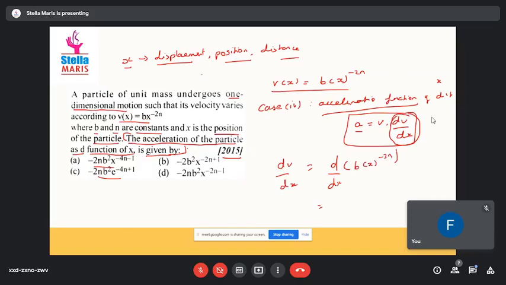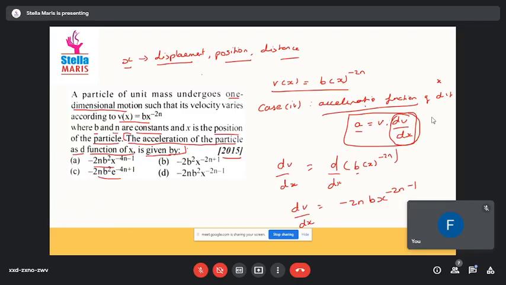So what happens? This minus b is a constant, so it cannot be differentiated. So minus 2n, b x power minus 2n minus 1. Very good. Minus 2n minus 1. This is nothing but dv by dx. So you have found out dv by dx.